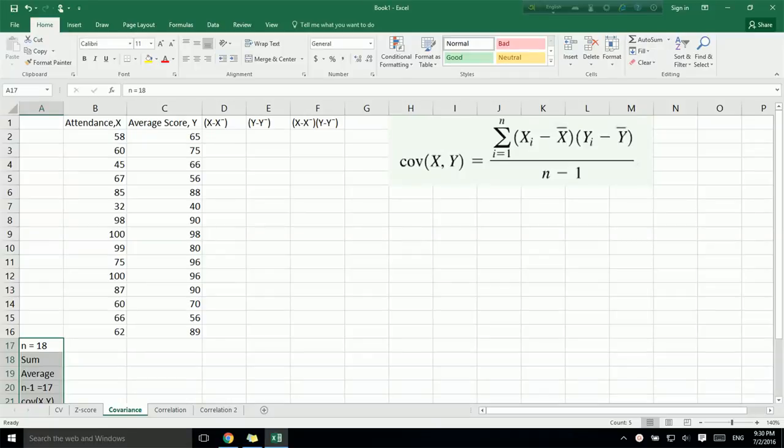In this video, we will learn how to get covariance and coefficient of correlations in Excel. Now what's covariance? Covariance measures the strength of the linear relationship between two numerical variables.